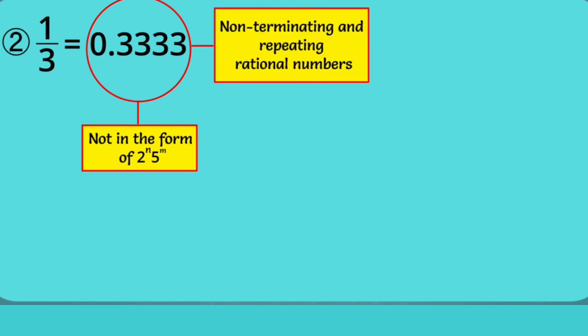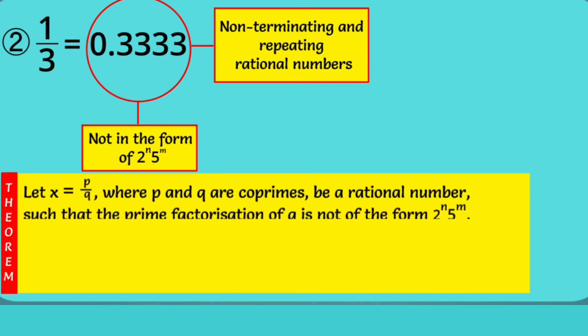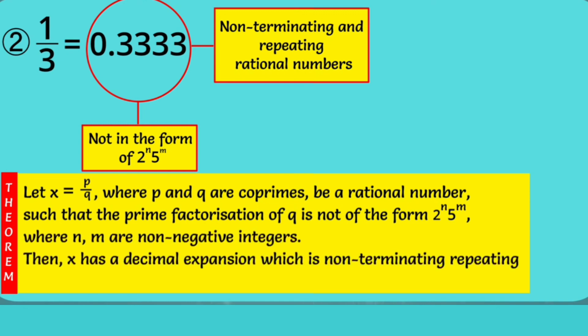There is a theorem for this which states that let x equal to p by q, where p and q are coprime, be a rational number such that the prime factorization of q is not of the form 2 power n into 5 power m, where n and m are non-negative integers. Then x has a decimal expansion which is non-terminating repeating.